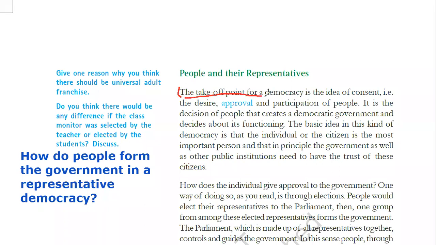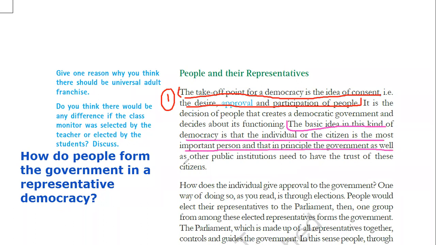The takeoff point of a democracy is the idea of consent, that is, the desire, approval, and the participation of the people. This would be your point number one. For point number two, we'll go down. The basic idea in this kind of democracy is that the individual or the citizen is the most important person, and that in principle the government as well as other public institutions need to have the trust of these citizens. Point number two.